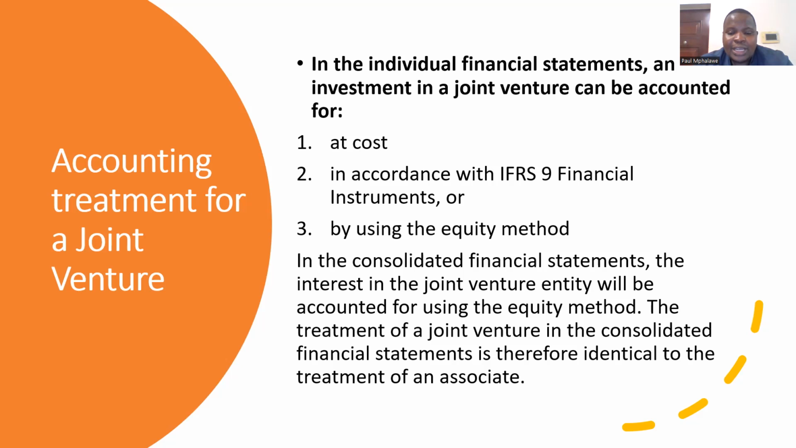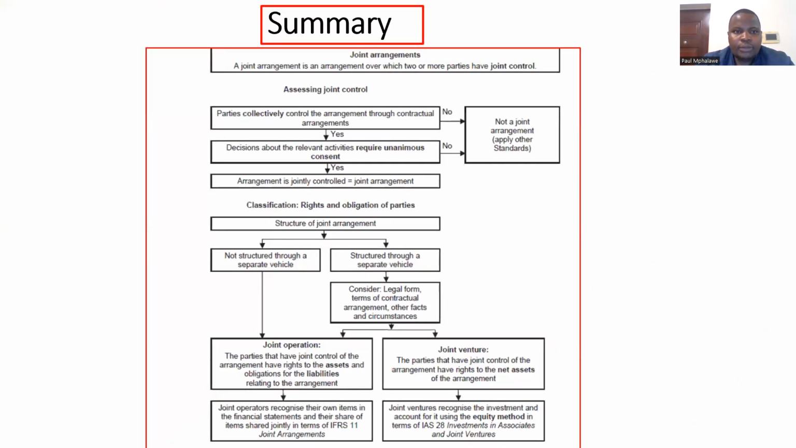All right. So in the consolidated financial statements, the interest in the joint venture entity will be accounted for using the equity method. The treatment of the joint venture in the consolidated financial statements is therefore identical to the treatment of an associate. You remember the equity method: opening balance, any share of the profits that occurred in the accounting period, and you have the closing balance. Then you disclose.